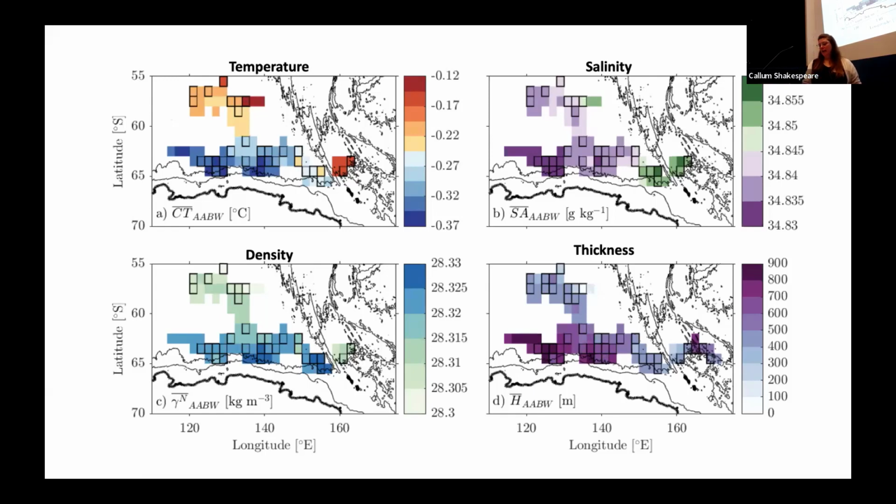It might be useful to say that for the density, temperature, and salinity, it's averaged below that isopycnal to the seafloor. Those are all full depth profiles, and for the thickness, the float only had to reach that isopycnal. So there's slightly more data that goes into those thickness averages than the other three, but it's all consistent.